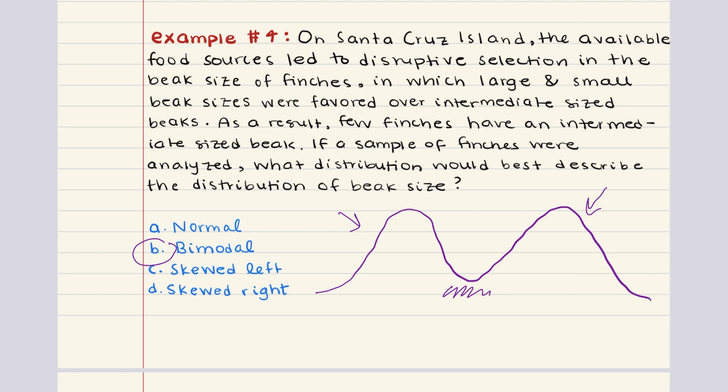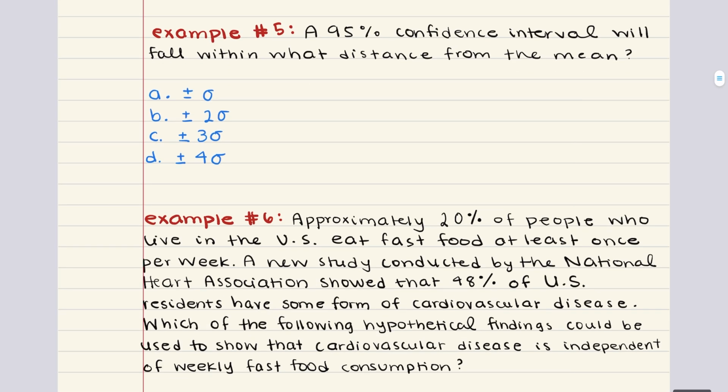Looking at the other options, normal distribution, this is a symmetrical bell-shaped curve. It doesn't capture what this problem is describing. And skewed left and right also do not capture the dual-peaked nature of this distribution. So once again, 4 is B. Problem 5 says, a 95% confidence interval will fall within what distance from the mean?